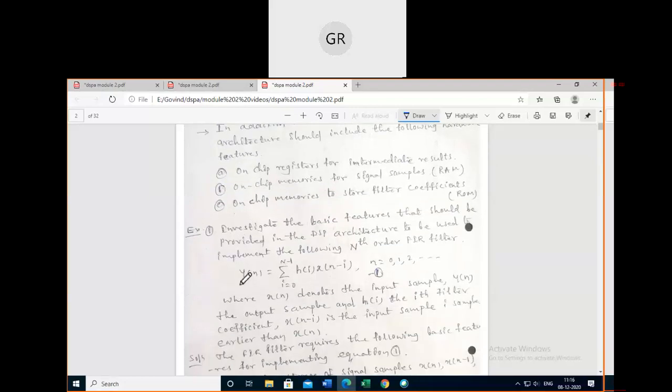Okay, in the below example, we will discuss what features are required to implement this FIR filter, a 10th order FIR filter.